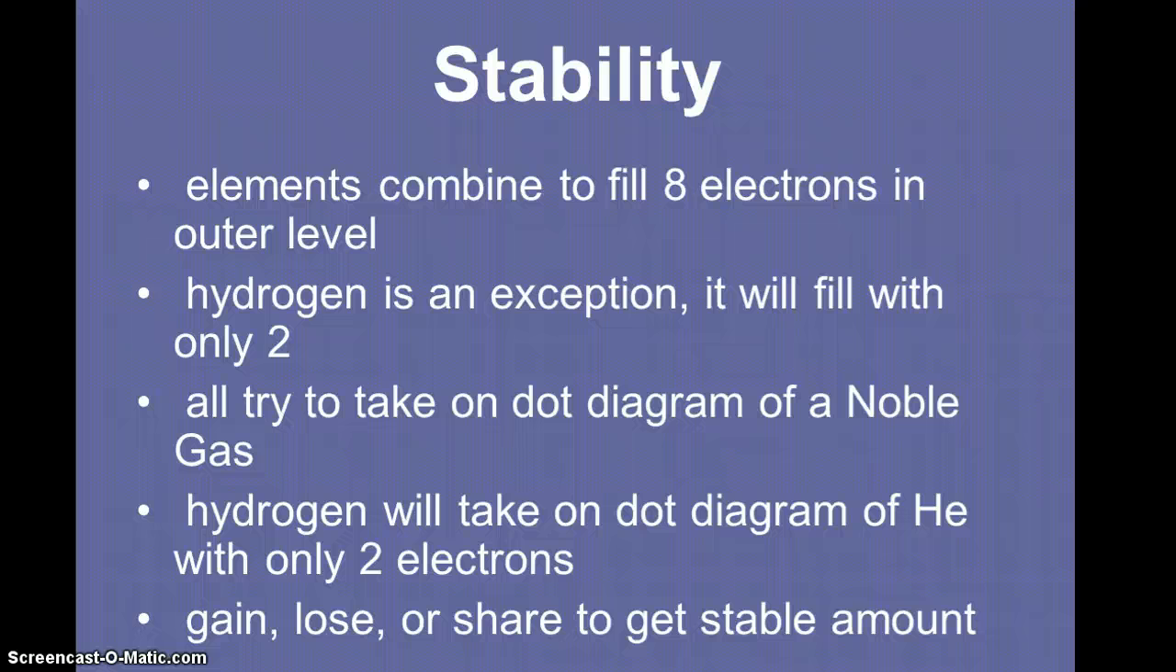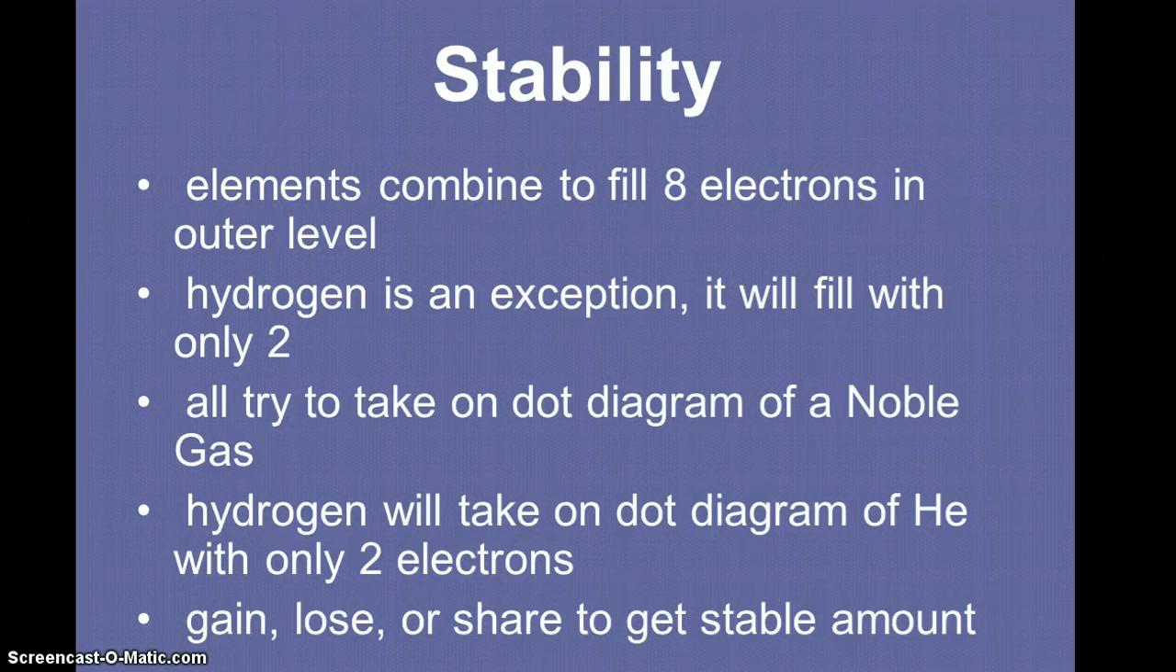Hello again. We are going to finish up section 2, or at least start section 2, chapter 20. This is exactly where we ended before, talking about stability. We talked about hydrogen being the exception to the rule, and it needs 2 electrons to be filled, content and totally stable. And then helium is already filled with 2, so hydrogen tries to take on the dot diagram of helium, which is with the 2 outer electrons.